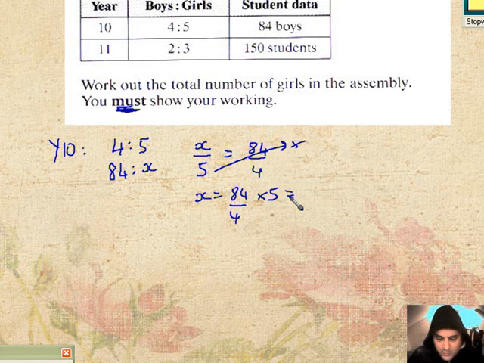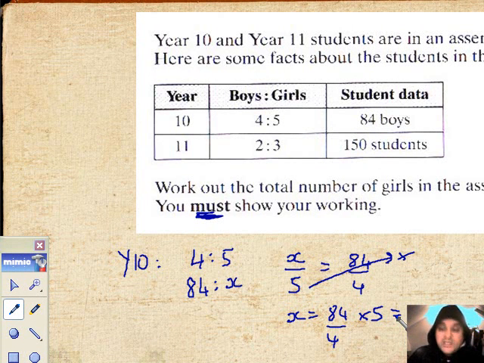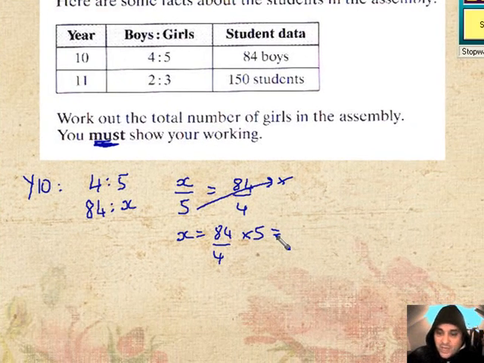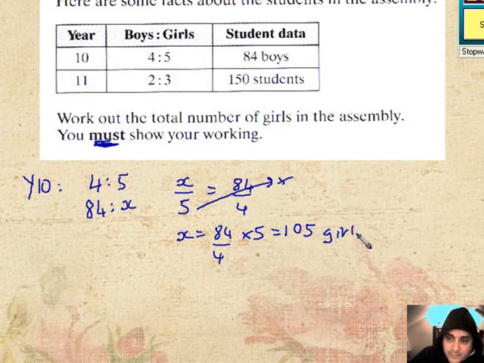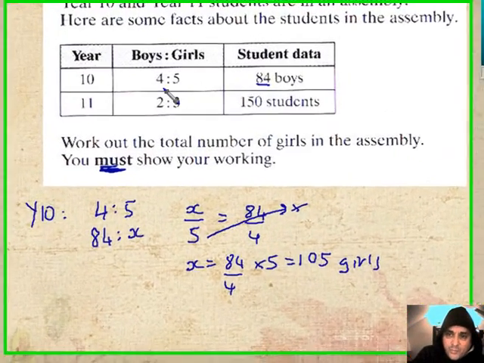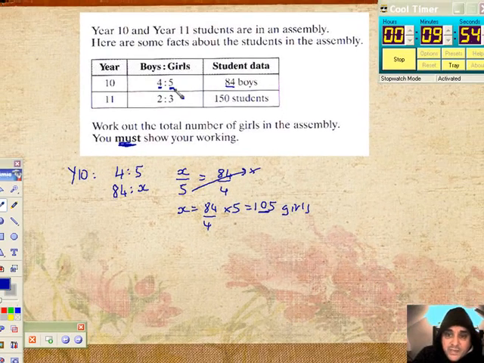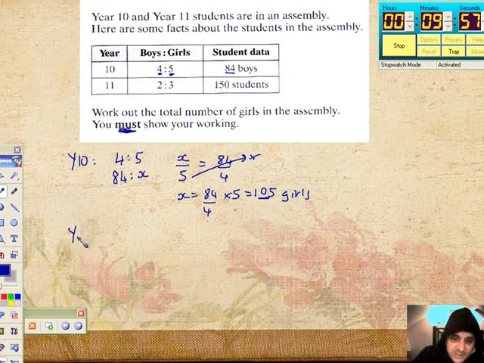I'll just grab a calculator quickly. So 84 divided by 4 gives us 21, one portion of girls, multiplied by 5 equals 105. There we go, 105. So you've got 105 girls in Year 10. Does that make sense? Yes, it does. We have 84 boys, that relates to the 4, and 105 girls, which is more, and that must relate to the 5. Okay, so I'm quite confident that's correct.